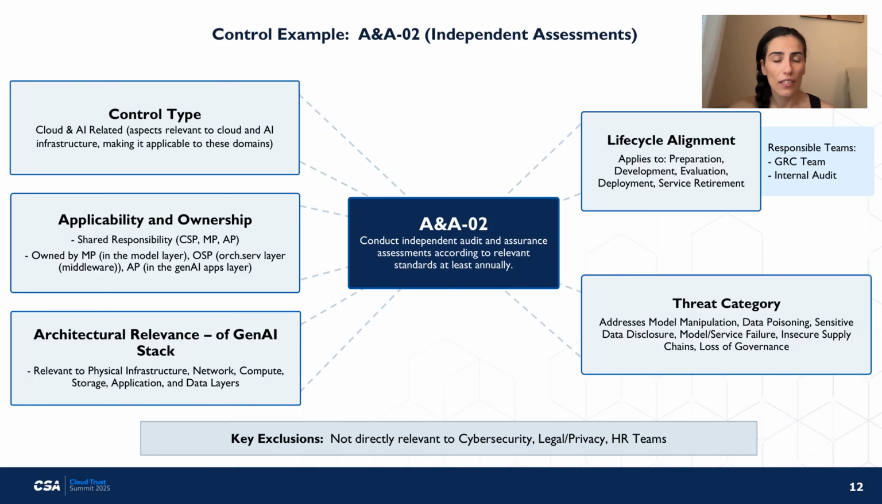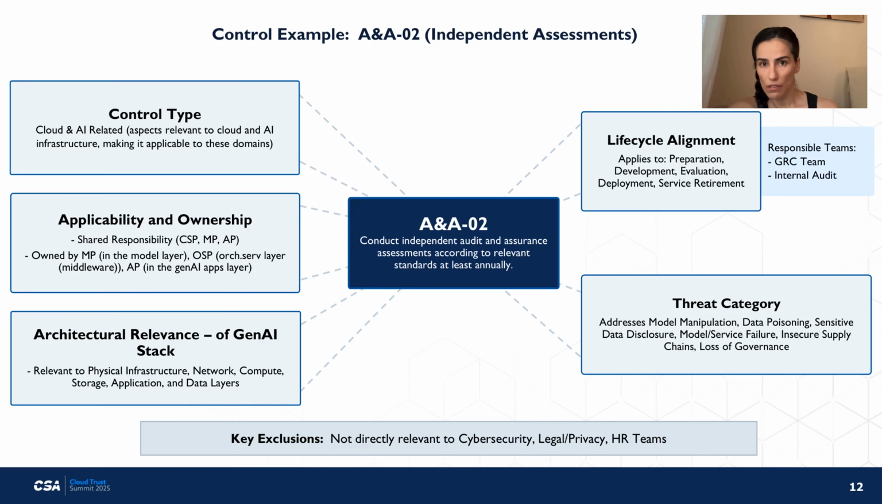We identify its ownership, who is responsible for this control, depending on the layer. For example, it's owned by model providers in the model layer, orchestration service providers in the middleware, and application providers at the application layer. So it's applicable across all architectural layers. It is mapped to multiple lifecycle stages, including preparation and deployment. And at the end, we also specify what threats they mitigate, like model manipulation, data poisoning, etc.